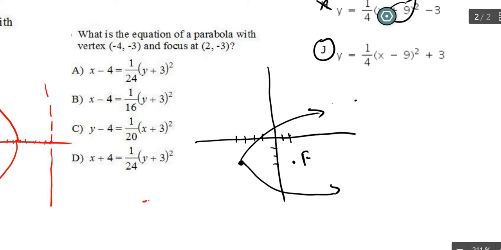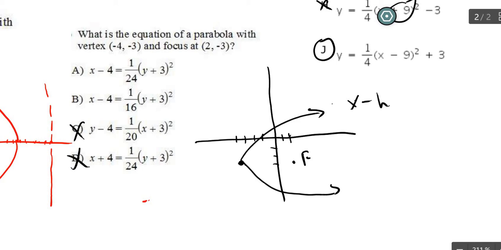So this is a focus. Now let's do elimination process. This is a horizontal parabola. It's going to start with x minus h, so we're going to get rid of all the vertical ones. Vertical is gone, and it's going to have positive because it's facing right. So both of what is left is positive.